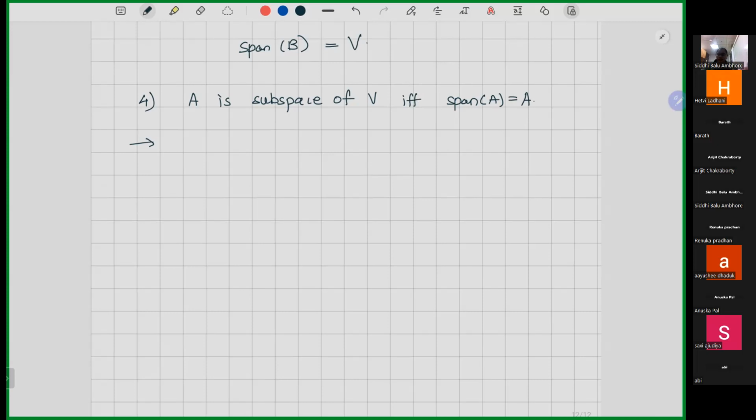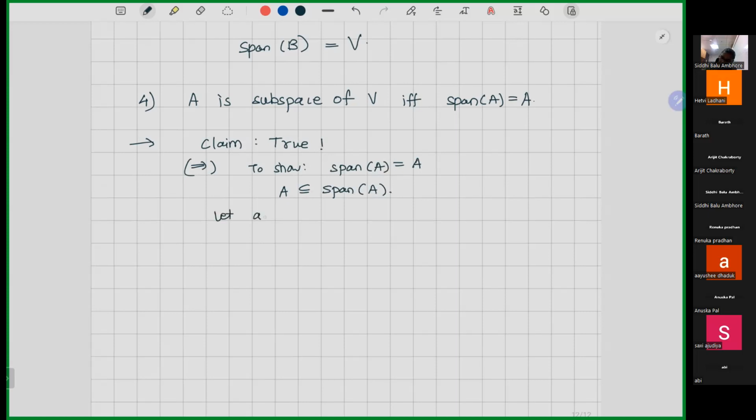Okay. So we claim that this is true. Let us go with the first implication: if A is a subspace of V, then we will show that span of A is equal to A itself. Let me write this to be complete. Clearly, A is contained in span of A. This always holds, right? Now we want to show the other way around.